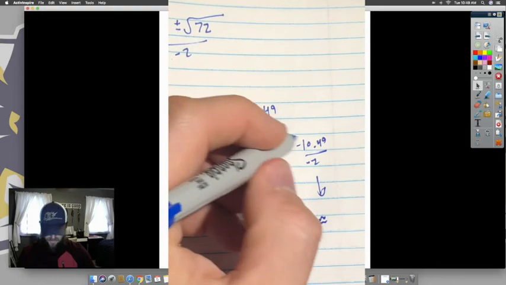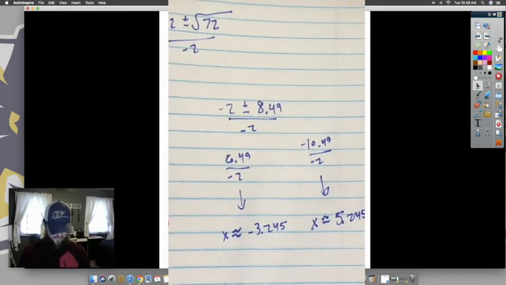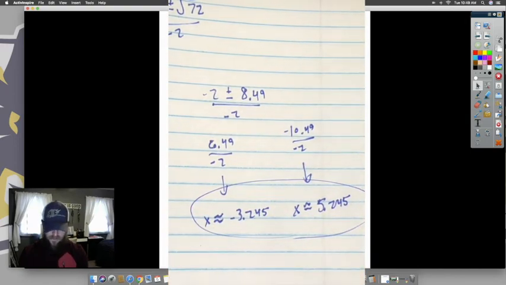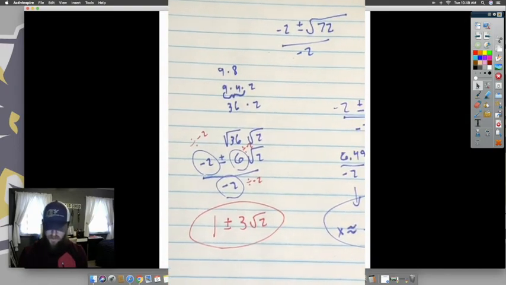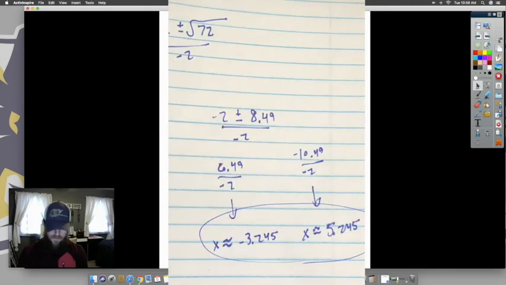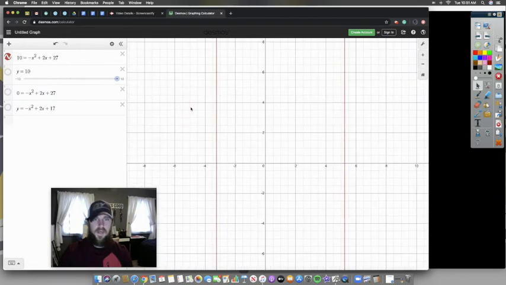We get 5 and 245 thousandths. So those are our two answers. And if you want to check, if I type in those other ones from before, which was 1 plus 3 radical 2, you get the same two answers. Now they're definitely a little bit more accurate because it's not being rounded till the very end, which is kind of nice. All right, some interesting things if you look at the graphs of that equation.